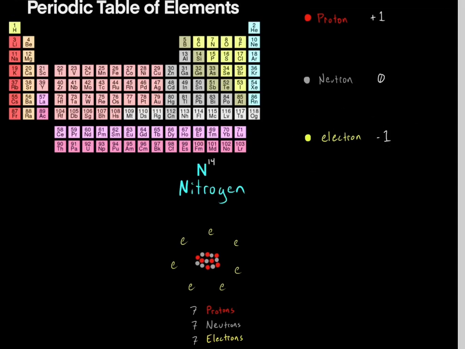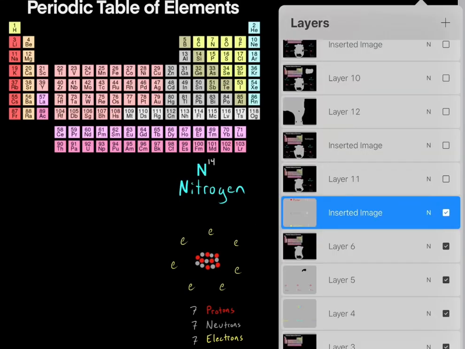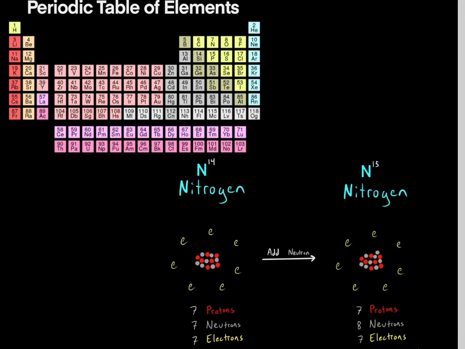So now that we know that, if we have this nitrogen and we throw on a neutron, what's going to happen? Well, we still have 7 protons, that hasn't changed. We've added a neutron, so now we have 8 neutrons, and we still have 7 electrons. So what do we have now? Well, we still have 7 protons, so by definition, this is still a nitrogen atom. The only difference is we've added a neutron.